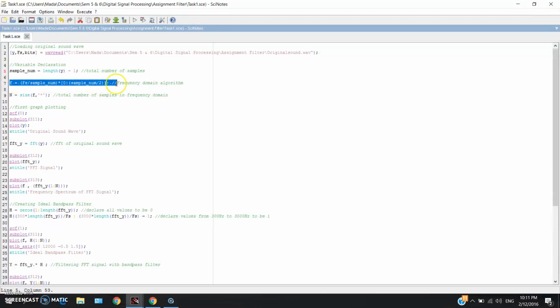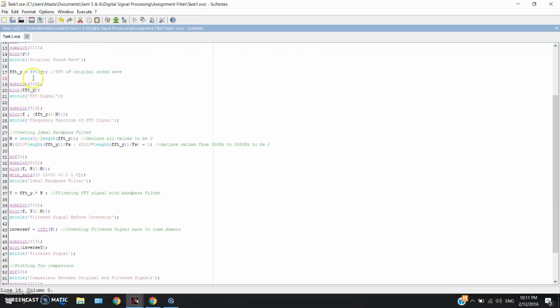And this is the frequency domain algorithm. Next, this is the total number of samples in the frequency domain. And next, I will combine three graphs in a subplot. Later I will show you how the graph looks. And here the FFT underscore y represents the FFT signal after the conversion.